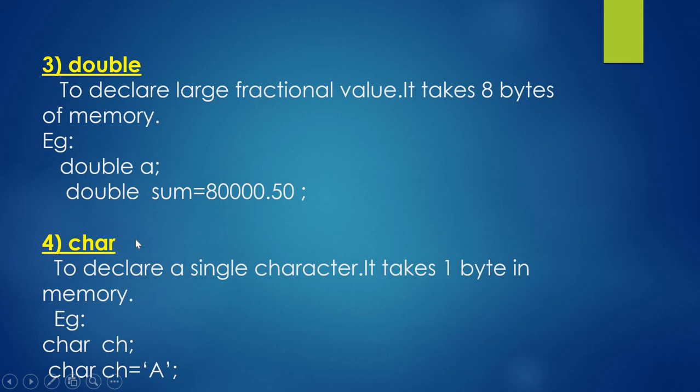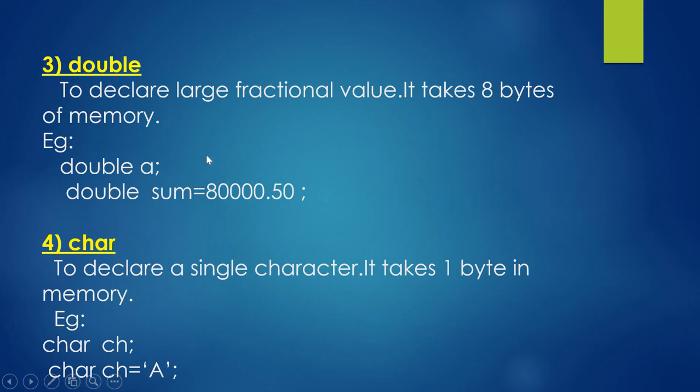Then the fourth one, char. Char is to declare a character. What is a character? A character is a single character enclosed in single quotes. It takes 1 byte in memory. Example, char ch means ch is a character. Then char ch is equal to a. It is initializing ch with a.